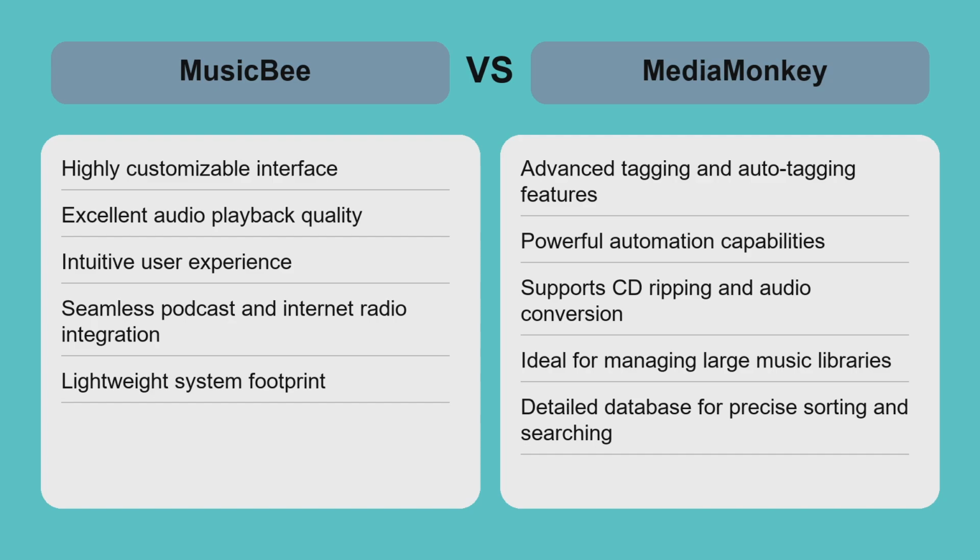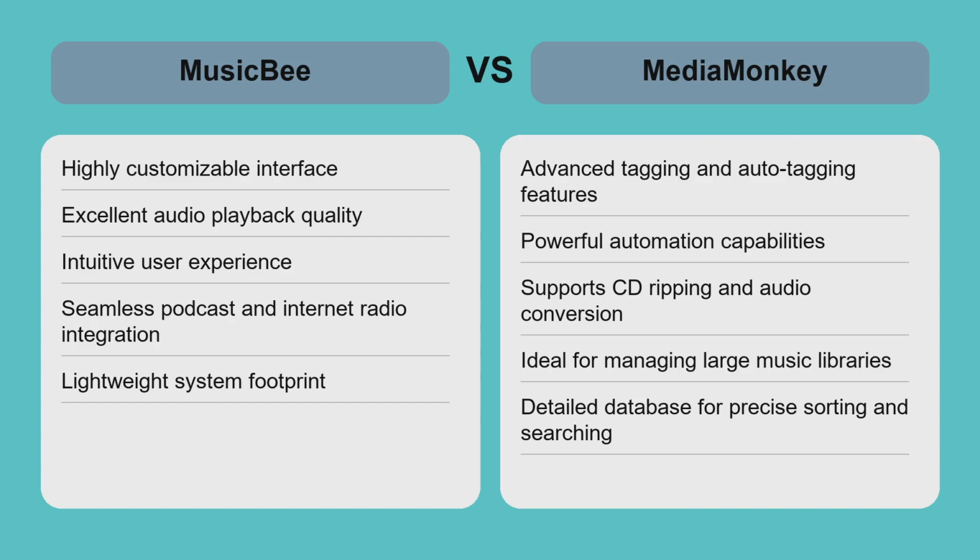MusicBee shines with its user-friendly, visually appealing interface and excellent playback features, making it great for users who value ease and audio quality. MediaMonkey excels in handling massive libraries with its robust automation, tagging, and syncing capabilities, ideal for organized collectors. For example, if you want quick, customizable playback with easy playlist creation, MusicBee fits perfectly. But if you need powerful tools to manage thousands of tracks, detect duplicates, or automate tagging, MediaMonkey provides that depth.